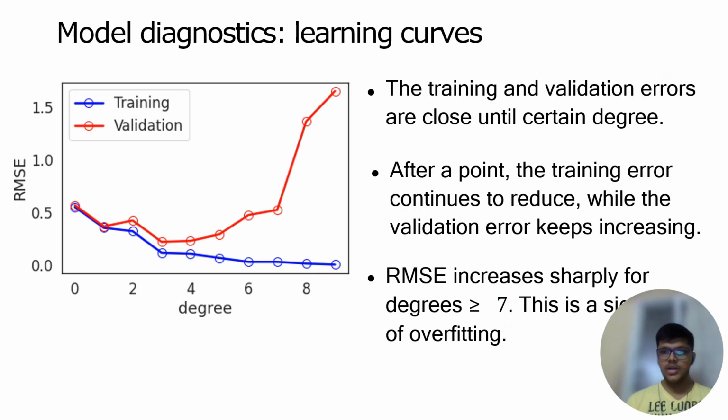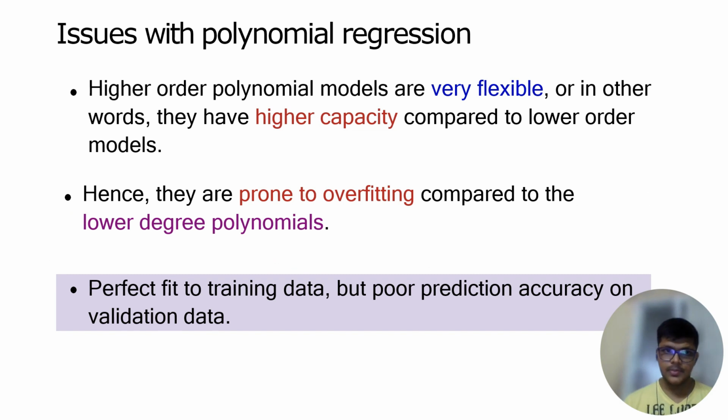Similarly, we can try this for newer models when we try to execute or identify new models. For example, issues with polynomial regression. Higher order polynomial models are very flexible, or in other words, they have higher capacity. So basically, they can overfit easily. Hence, they are prone to overfitting compared to lower degree polynomials. They give a perfect fit to the training data, but poor prediction accuracy on validation data.